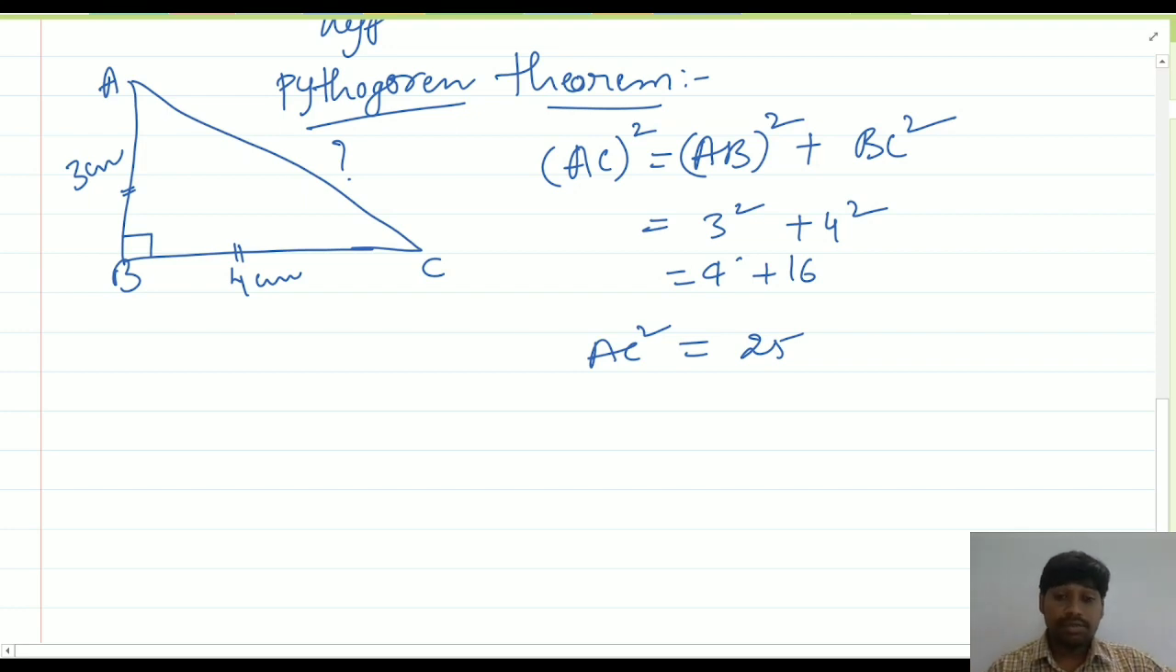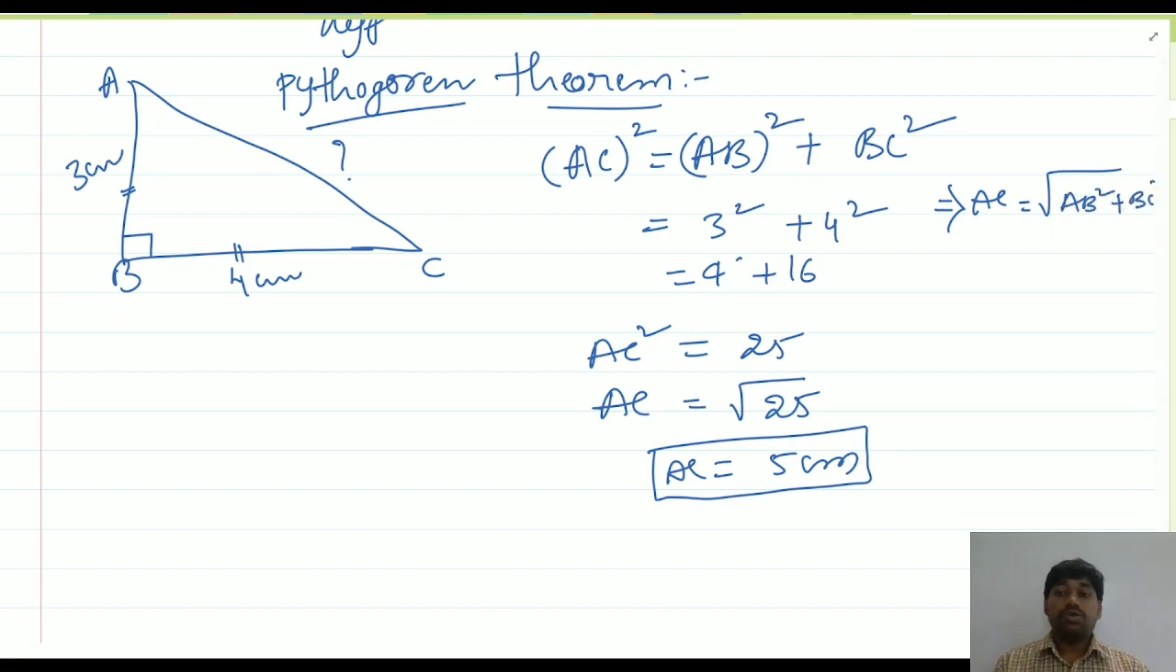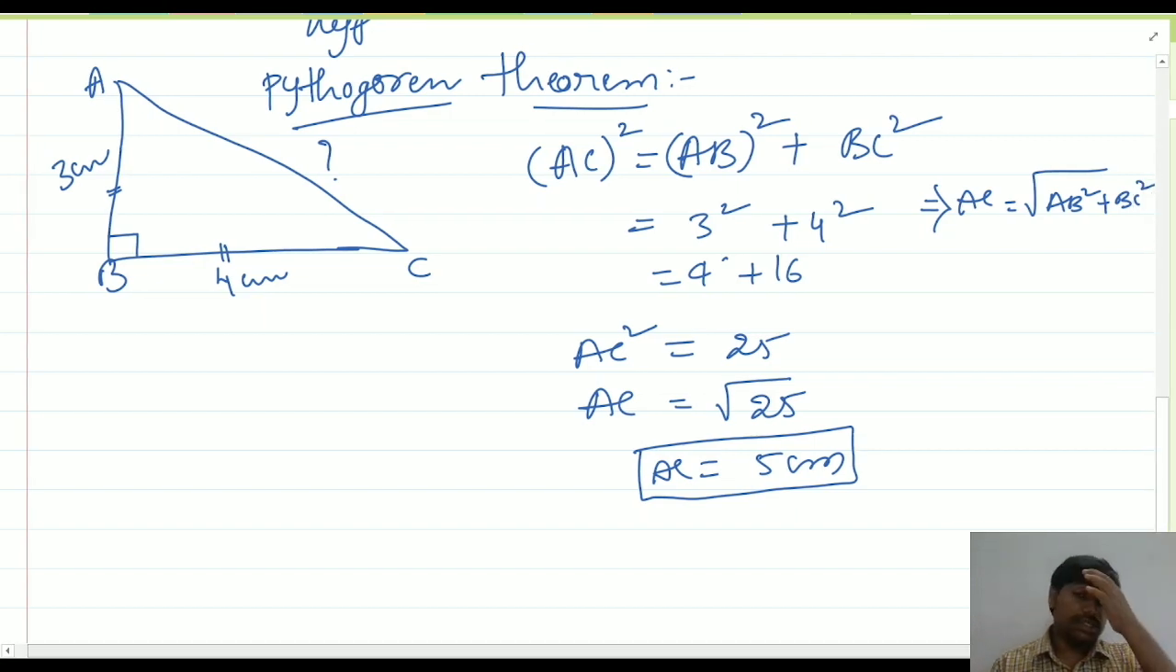We don't want AC square, we want the AC value, that is under square root of 25, which is nothing but 5 centimeters. So if you know two sides, the third side is nothing but under square root of AB square plus BC square. Okay, my dear students, AB square plus BC square. Is it clear? Next, one more example problem we will do on the basis of sides.